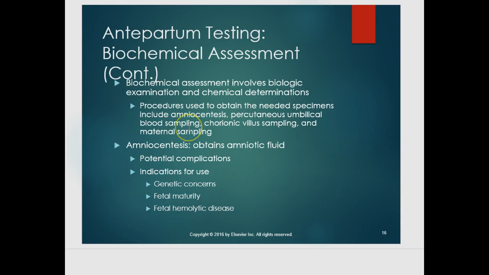Next would be biochemical assessments that involve examination and chemical determinants. So this would be when we're not looking. The things we just talked about are when we look inside. Now we're going to use a specimen. An amniocentesis is one of the first things that we have, and there are major potential complications with amniocentesis. Of course, anytime someone inserts a needle into your body, you're at risk for infection, you're at risk for bleeding. So those are the big two with amniocentesis: bleeding and infection.